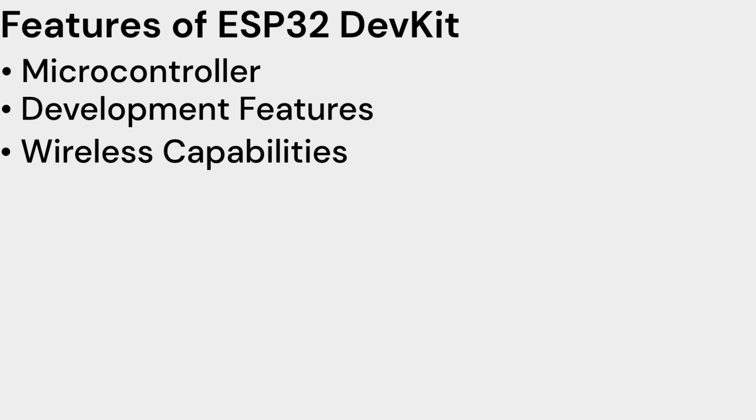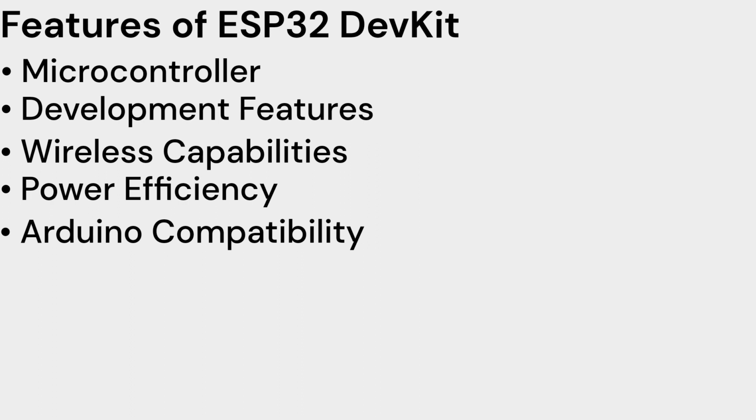Wireless capabilities: the ESP32 supports both Wi-Fi and Bluetooth, classic and low energy, making it suitable for various wireless applications. Power efficiency: the ESP32 is known for its low power consumption, making it ideal for battery-powered and energy-efficient IoT devices.